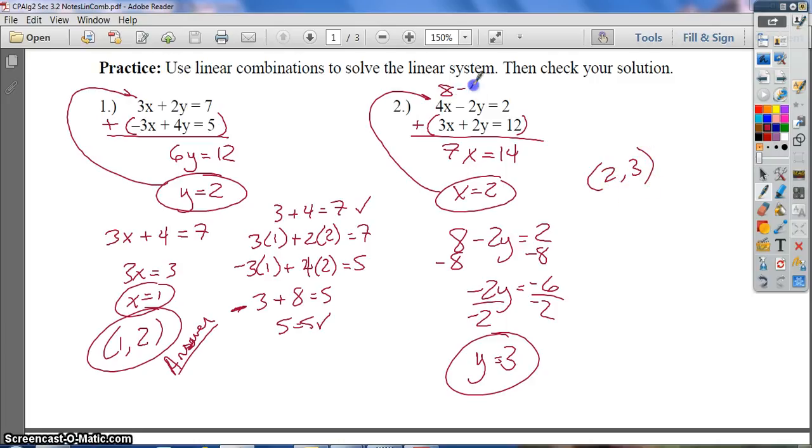Okay, just my quick check, 8 minus 6, yeah, that's 2. This one will be 6 plus 6, yeah, that equals 12. All right.